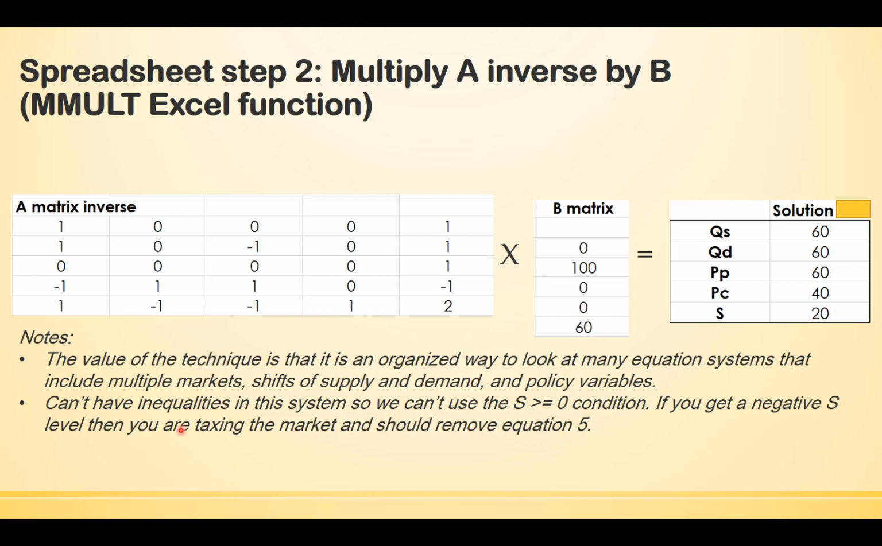And then the last piece here, I mentioned a couple times already, you can't have inequalities in this algebraic system, so I can't use that subsidies can only be larger than 0 condition. So if we get a negative subsidy level, then we are actually applying a tax, and we would have to redo our equation system.